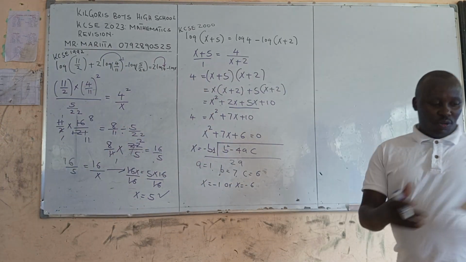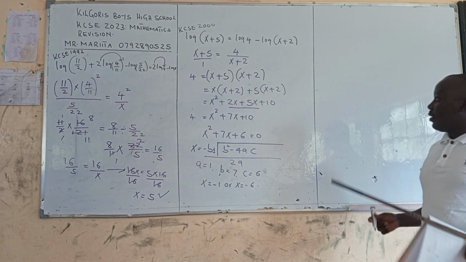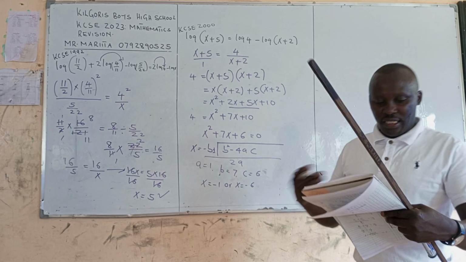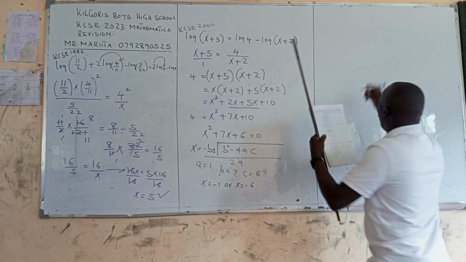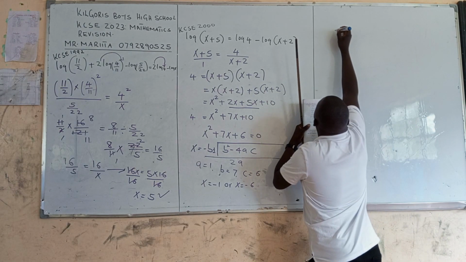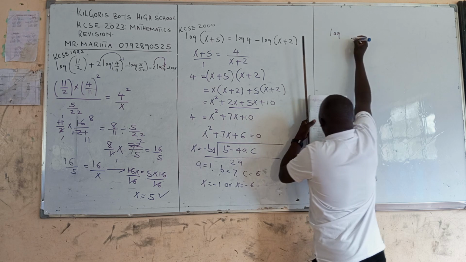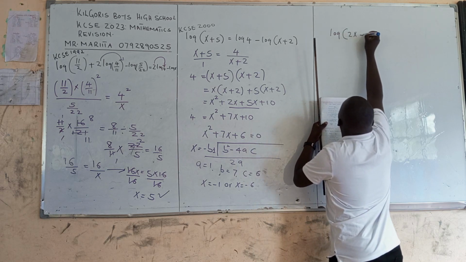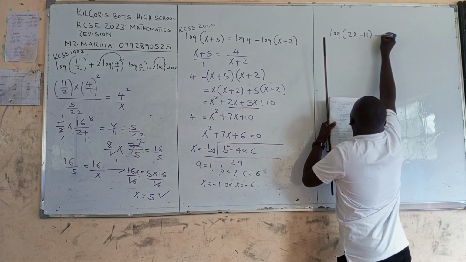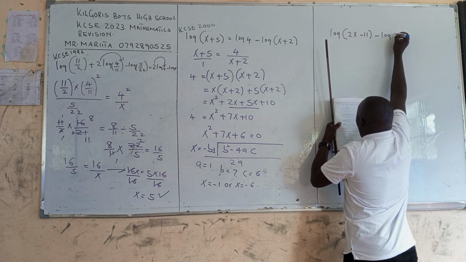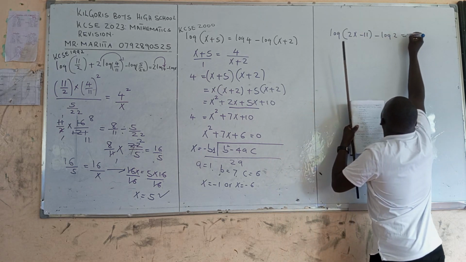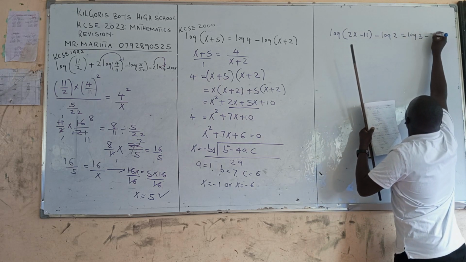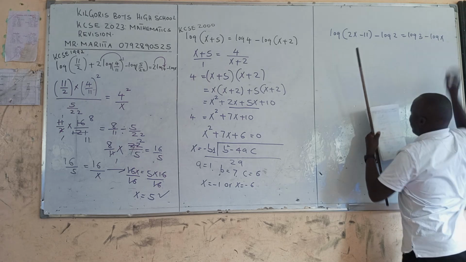Now we look at the last question. In our last question we have: find the value of x that satisfies the equation. Our equation here is log of 2x minus 11, minus log 2, which is equivalent to log 3 minus log x.